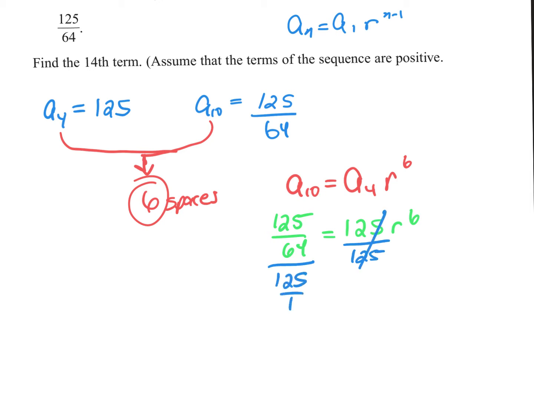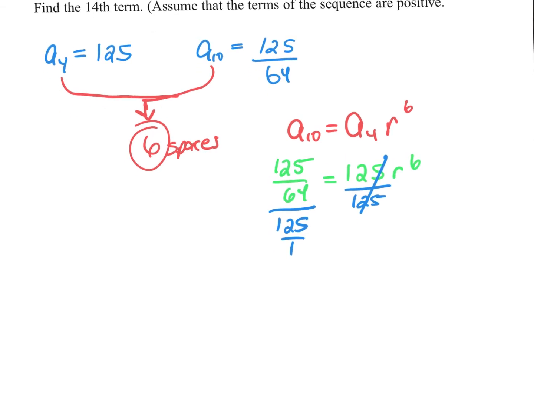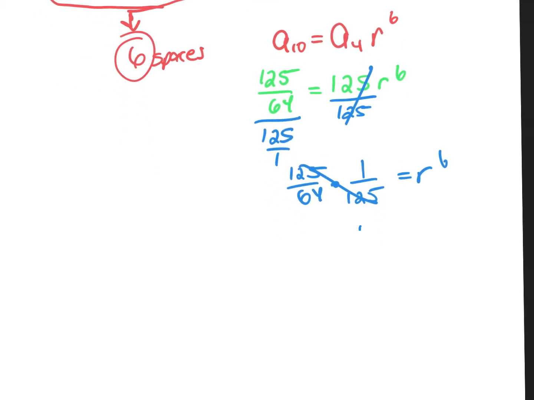So this cancels out. I have a fraction divided by a fraction. What do we do? Keep, change, flip. So I'm going to say 125 over 64 times, this becomes 1 over 125, equals r to the 6th power. What happens with my 125s? They cancel, so I have 1 over 64 equals r to the 6th power.